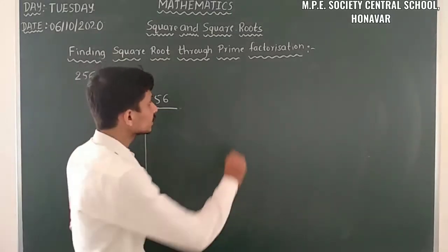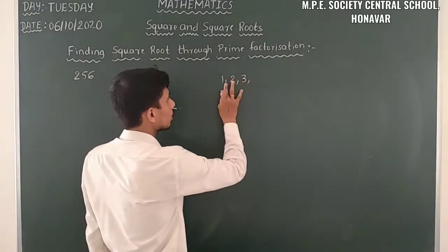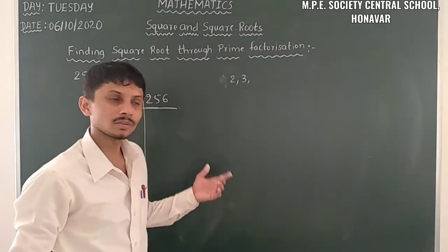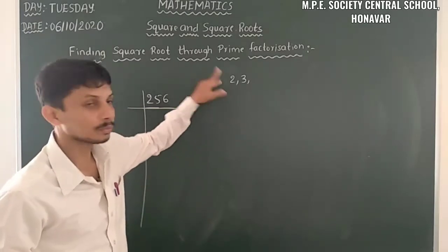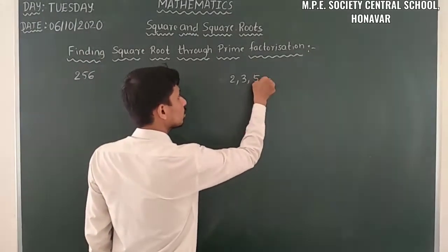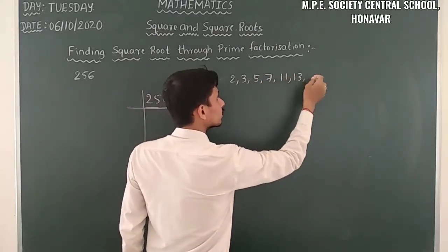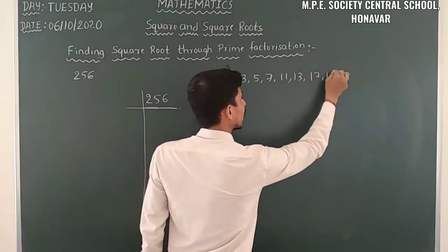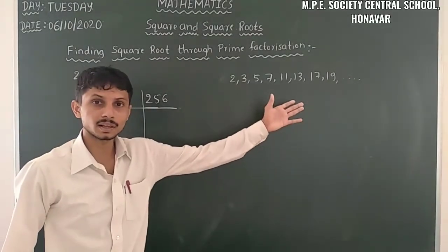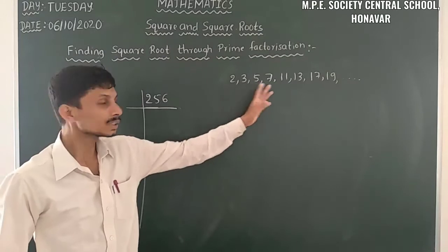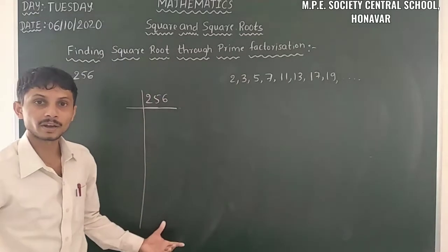So what are the prime factors here? 1, 2, 3. When you divide by 1, the same number occurs, so there is no use of 1 here. The primes are 2, 3, then 5, 7, 11, 13, 17, 19, and so on. There are many prime numbers, and you can use only these primes for the factorization.